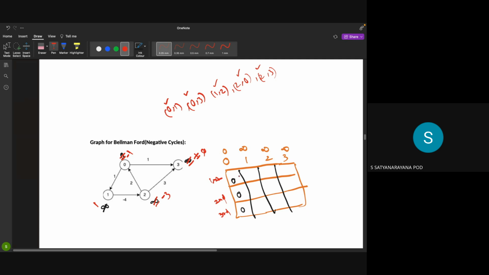Now the edge relaxation is done, the first cycle. We got the values: 0 is minus 1. So 1 is getting the value 1. 2 is getting the value of minus 3. 3 is getting the value of 0. 1 edge relaxation is over. Now we'll try one more time.